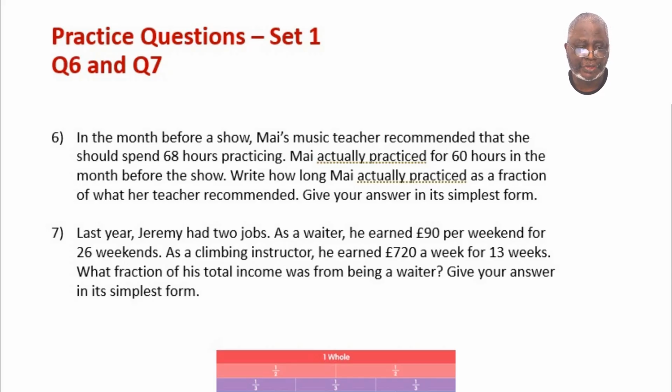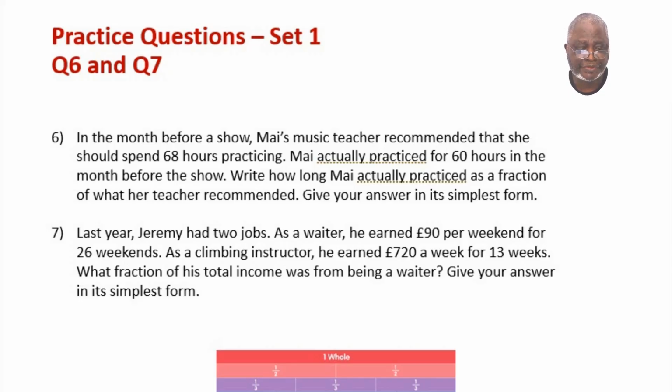Question 6. In the month before a show, Mia's music teacher recommended that she should spend 68 hours practicing. Mia actually practiced for 60 hours in the month before the show. That sounds familiar, but maybe she is very, very clever. Write how long Mia actually practiced as a fraction of what her teacher recommended. Give your answer in its simplest form.